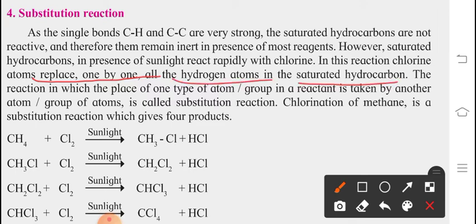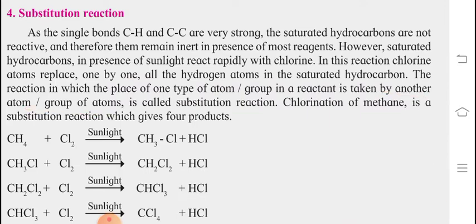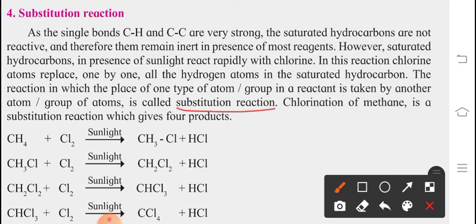The reaction in which the place of one type of atom or group in a reactant is taken by another atom or group of atoms is called a substitution reaction. What is the substitution reaction? The reaction in which the place of one type of atom or group in a reactant is taken by another atom or group. One atom is taking another group's atom's place. So that is substitution reaction. You can observe it clearly with the chlorination of methane. So this chlorination of methane gives us substitution reactions.